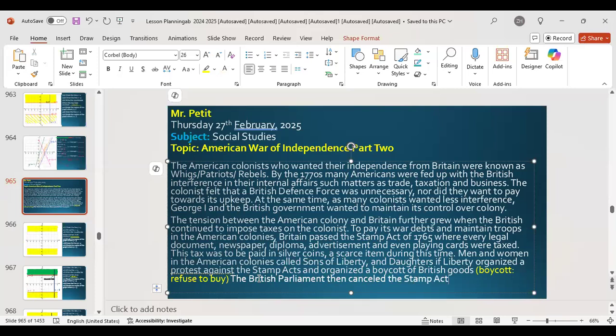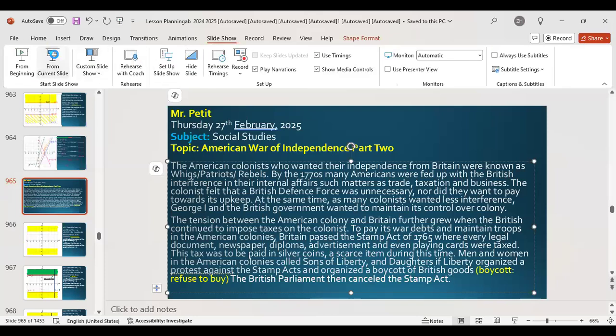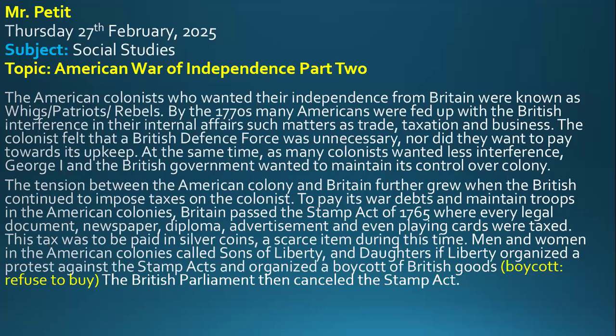All right. The British Parliament then canceled the Stamp Act. All right, cancel my Netflix so I can get Prime Time. No, because on Netflix you gotta wait so long for a new movie to come out. On Prime Time, you get it when it comes out. Not exactly when it comes out. Yes, but you have to pay for the Mario movie now.